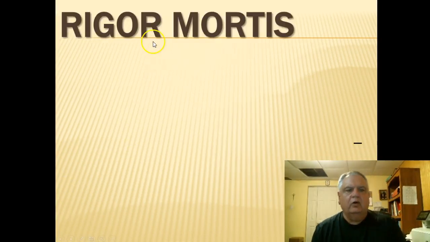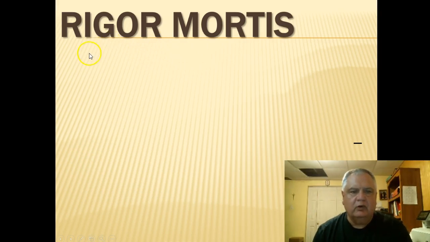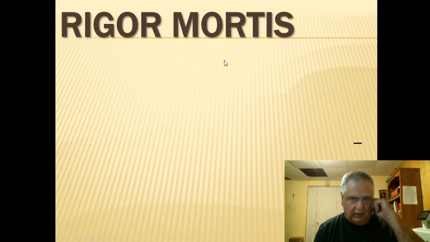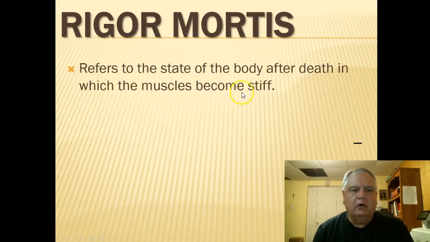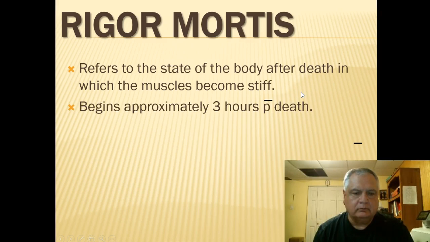Okay, so let's take a look at rigor mortis. And rigor mortis literally comes from the Latin rigor meaning stiff and mortis meaning death. Okay, so rigor mortis actually refers to the state of the body after death in which the muscles become stiff.